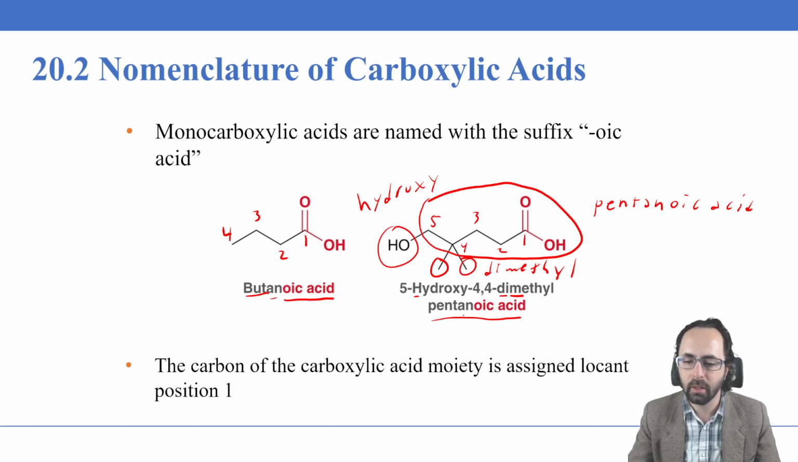Remember, in nomenclature, numbers are always separated from letters by dashes. And when you have 2 of the same group, you write a locant number for each of those and separate them with a comma. Since both methyls are on the 4th carbon here, we say 4,4-dimethyl.